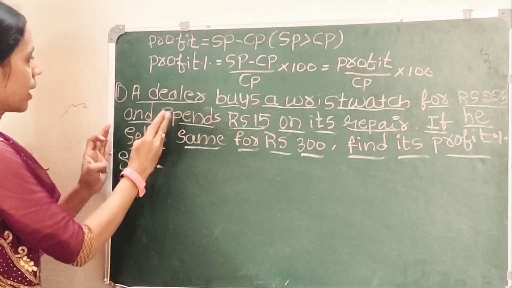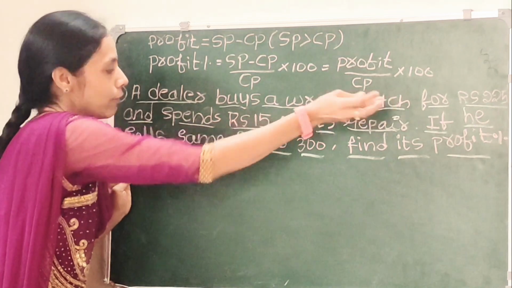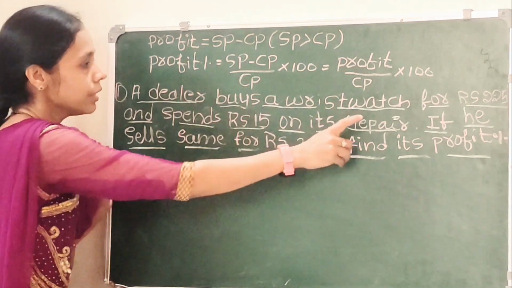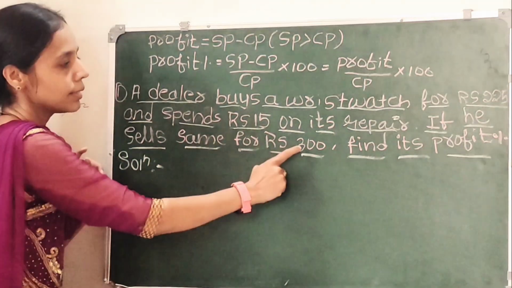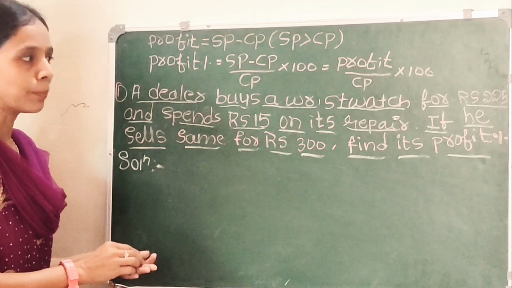Okay. Consider an example. A dealer buys a wristwatch for Rs 225 and spends Rs 15 on its repair. If he sells the same for Rs 300, find its profit percentage. How can we find profit percentage?